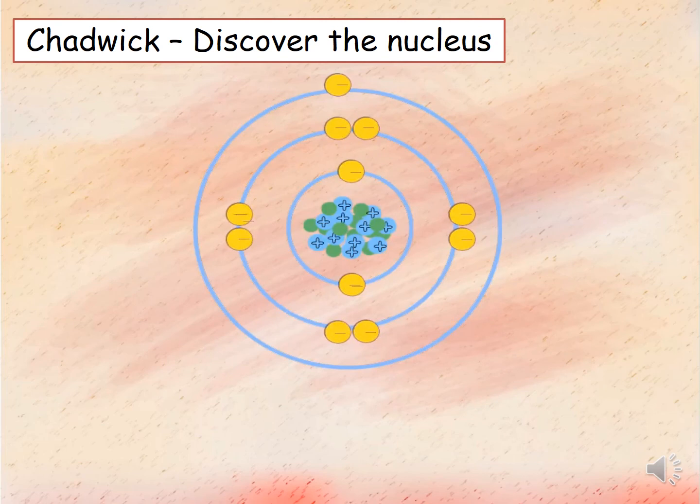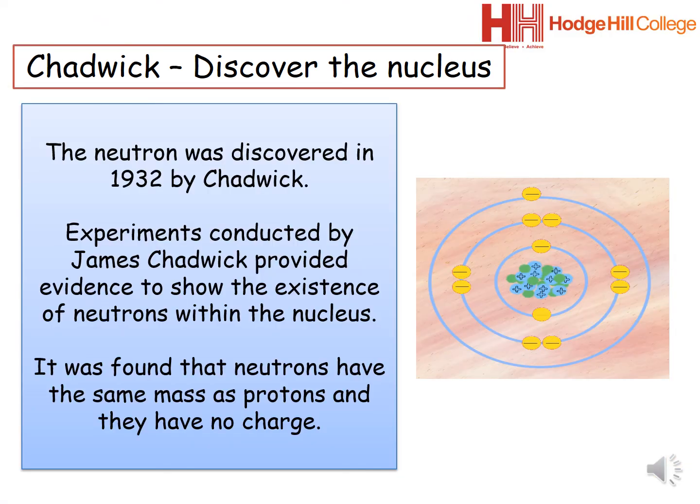Finally, we look at James Chadwick. The neutron was discovered in 1932 by Chadwick. Now, experiments conducted by James Chadwick provided evidence to show the existence of neutrons within the nucleus. He found that neutrons have the same mass as protons and they have no charge.